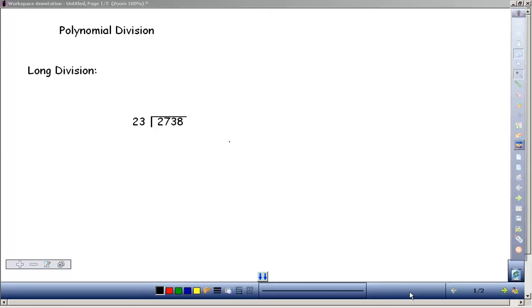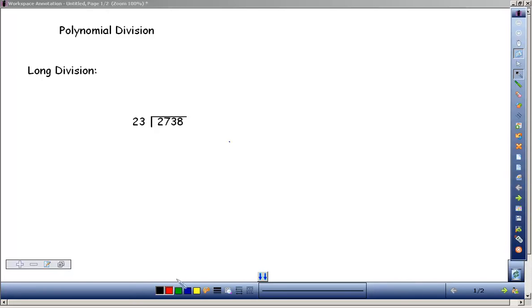We've gotten so used to using our calculators now to do our computations for us, our arithmetic for us, that we do need to actually go back and review this whole thought process of long division. How would I take 2,738 and divide it by 23 if I didn't have my calculator handy to help me out? So let's review the process of long division.